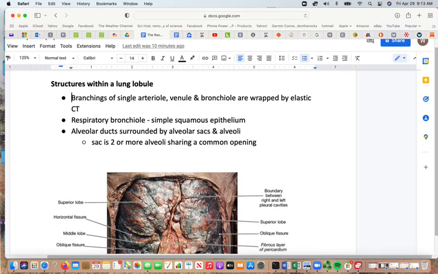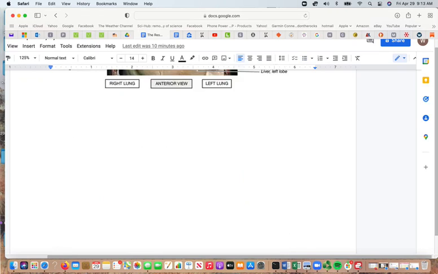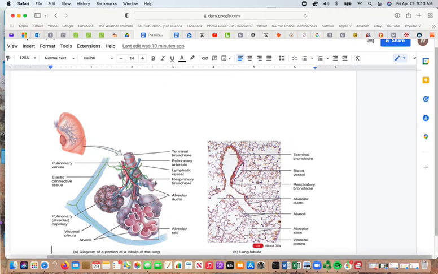So in your respiratory bronchioles, you're going to have simple squamous epithelium. And then when you get to the alveolar ducts, they're surrounded by alveolar sacs and alveoli. The sac is just 2 or more alveoli that share a common opening. So this here allows you to see alveolar ducts, and then you've got the alveolar sacs, and then this is an actual tissue picture to go along with the illustration.